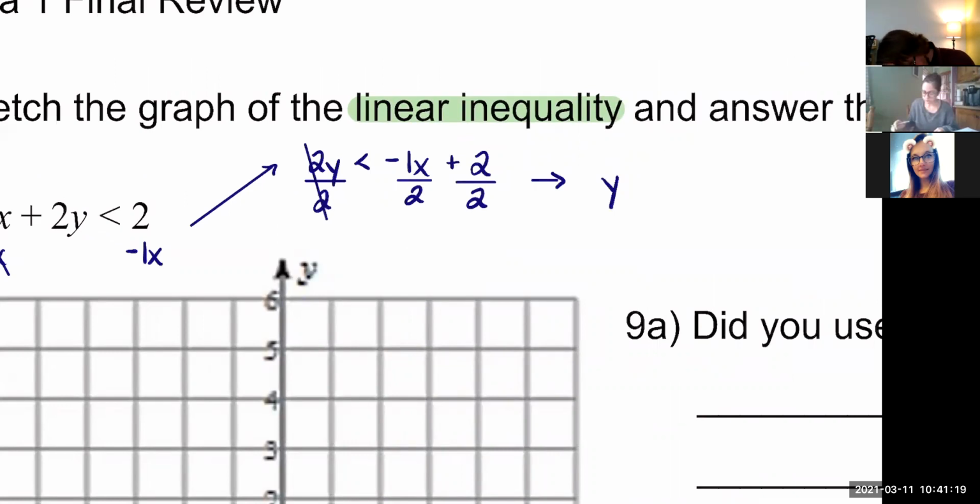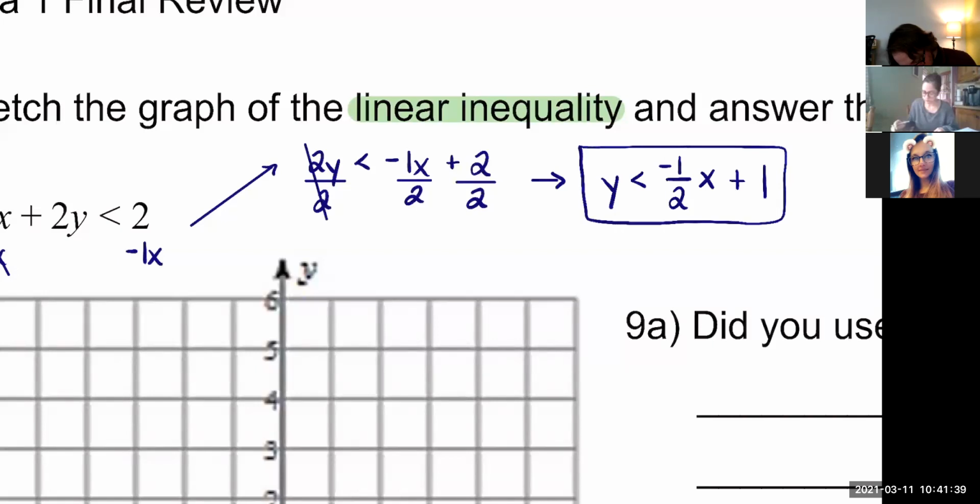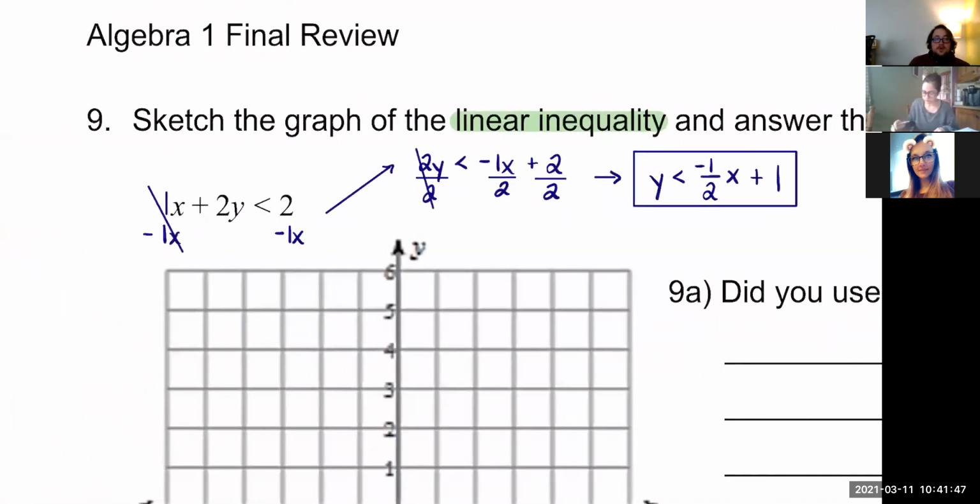I'm going to have y is less than negative 1x divided by 2. It's not going to divide nicely, but that's okay. I like slopes that are fractions. So here I'm going to have a negative 1/2 x, and then 2 divided by 2 is going to give me a positive 1. So the inequality we started with is now in slope-intercept form. We can start to pick through the information we need to successfully get it on this coordinate plane.